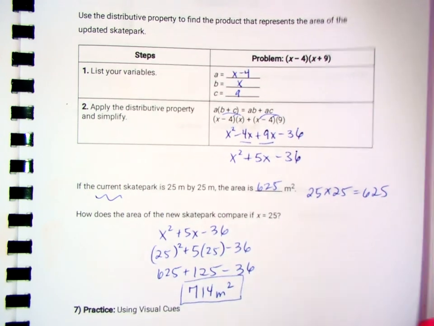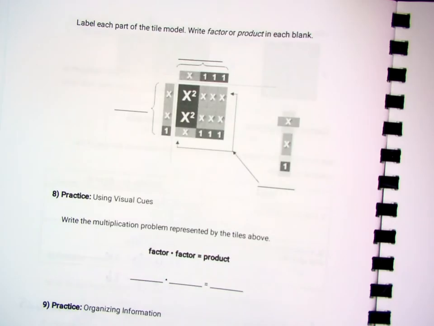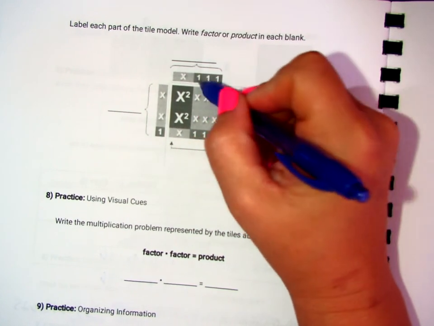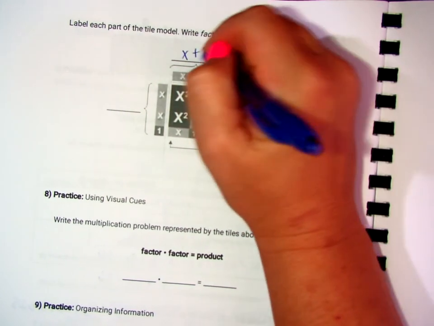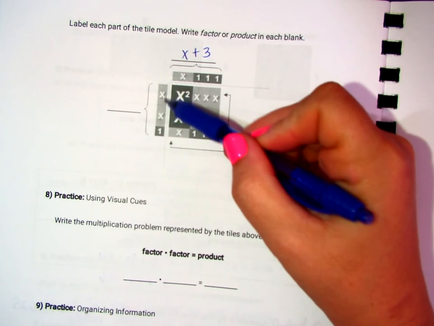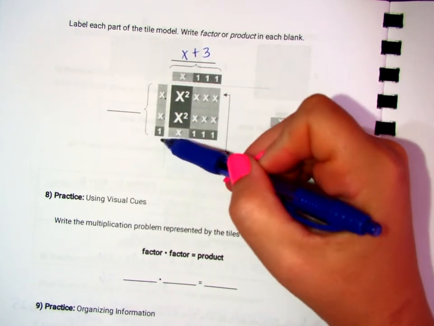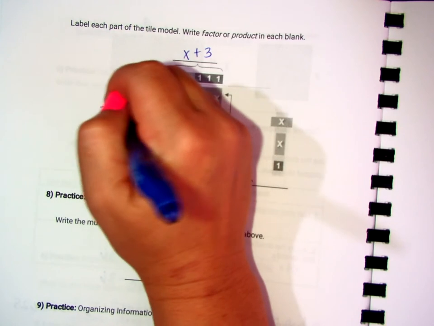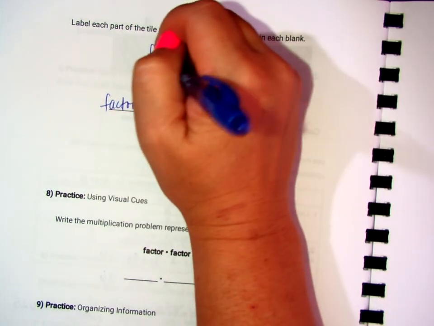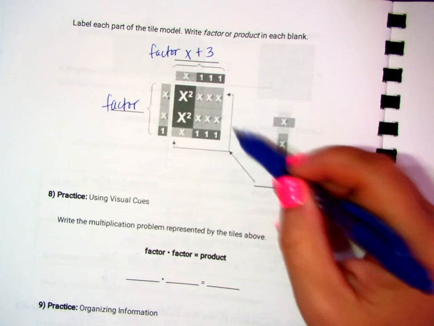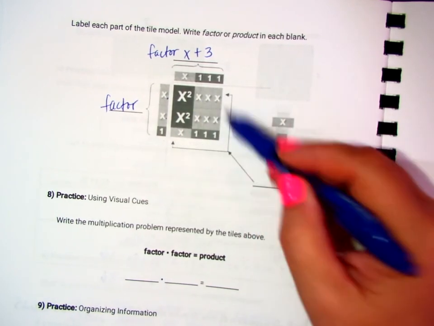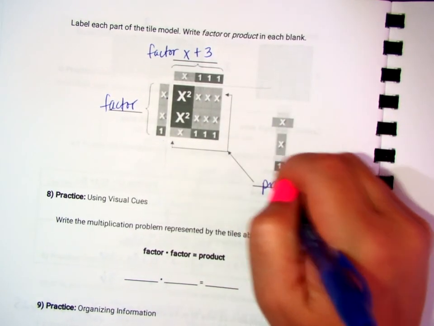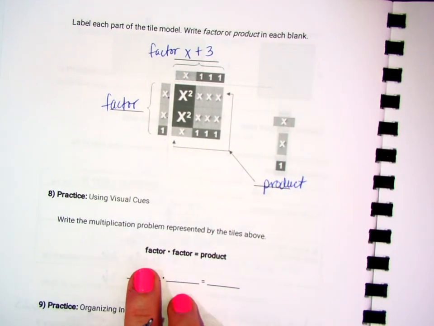Okay, let's go ahead and flip. Label each part of the tile model and write factor or product on each line. So up here, this x plus 3 is one of my factors. And over here, this has an x times an x, and then plus 1. This is also a factor. Sorry, I was supposed to write factor up here, not x plus 3. And then over here, what this all multiplies out to, that's my product. It's my factor times my factor, which equals the product.